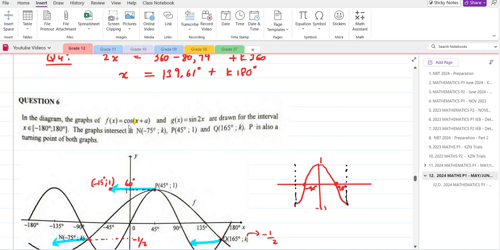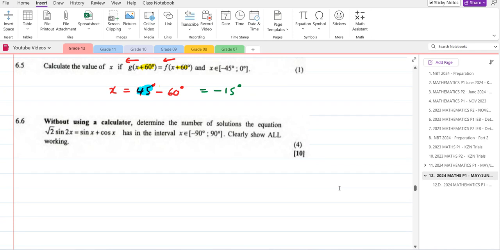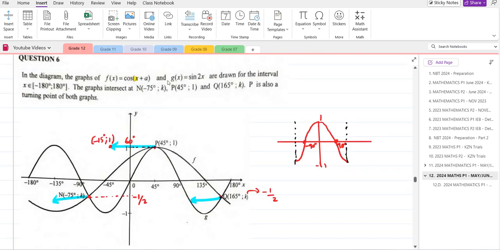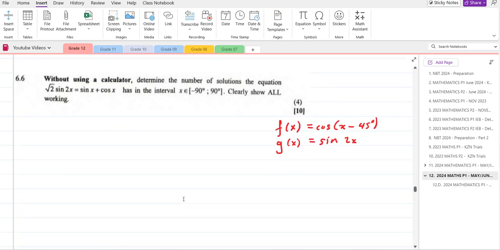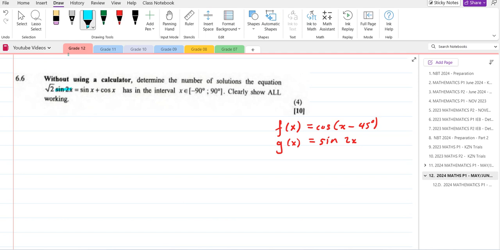Right, so we've got f of x as cos of x minus 45. Let's write down f of x and g of x on the side. F of x is equal to cos of x minus 45 degrees, and we had g of x, which is sine 2x. Right, so those are my functions. Now I can already see sine 2x in this equation, so I'm going to leave that as g of x.